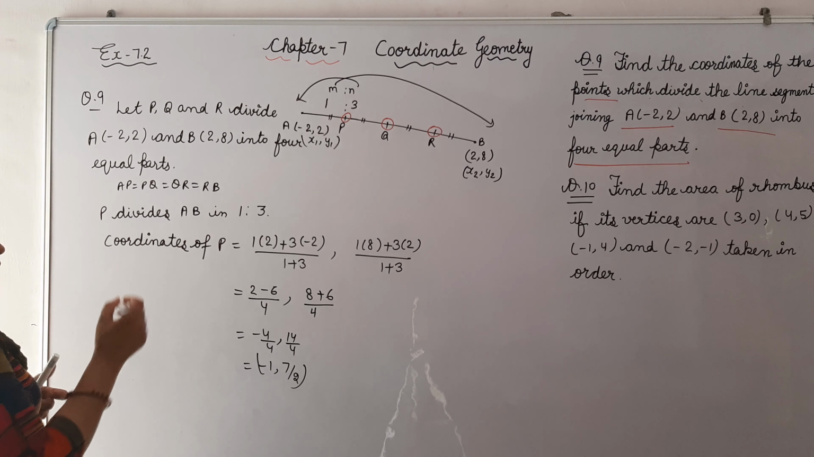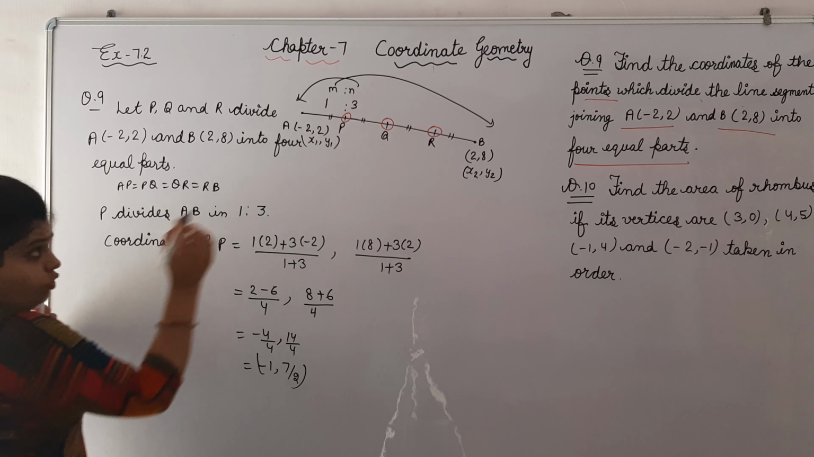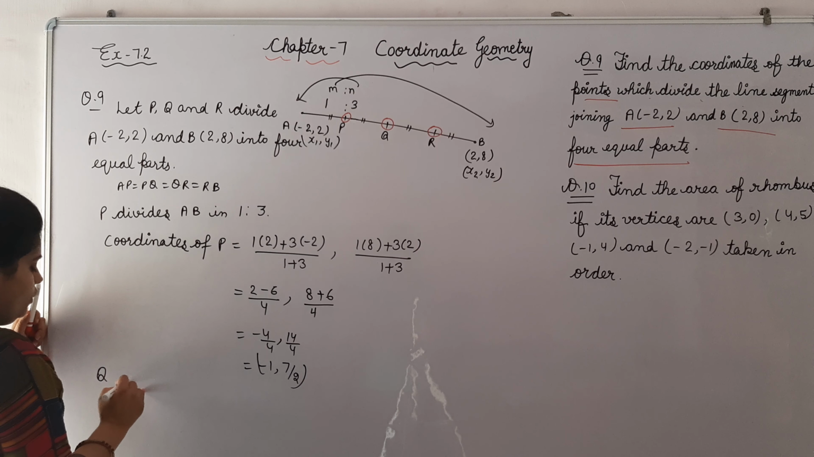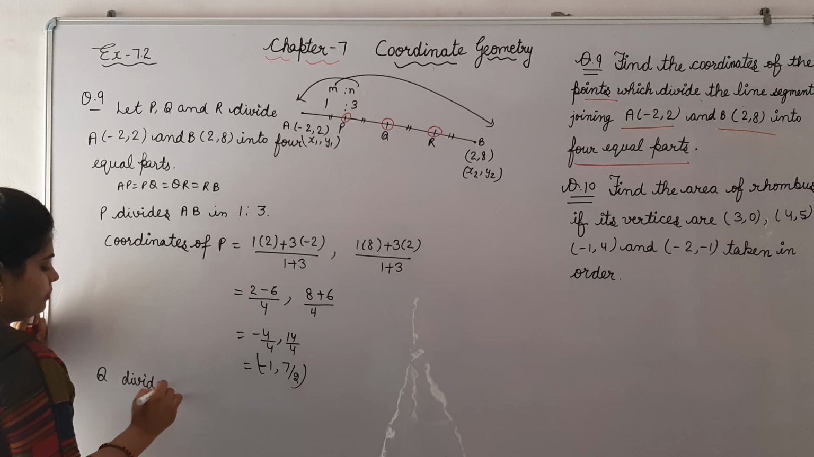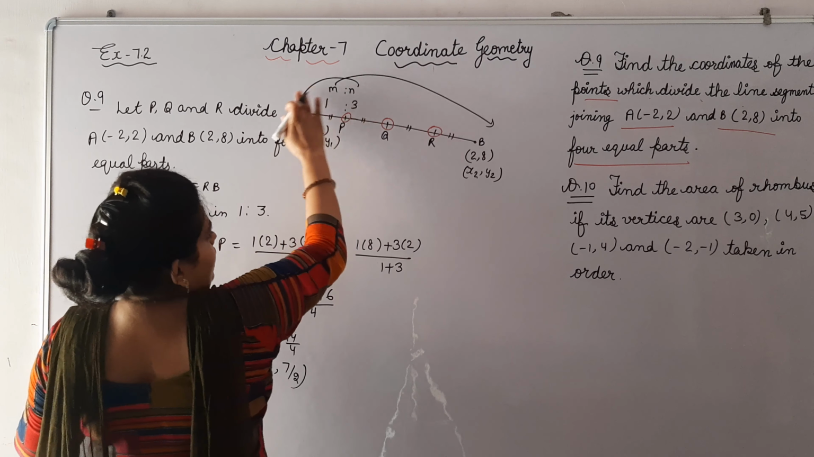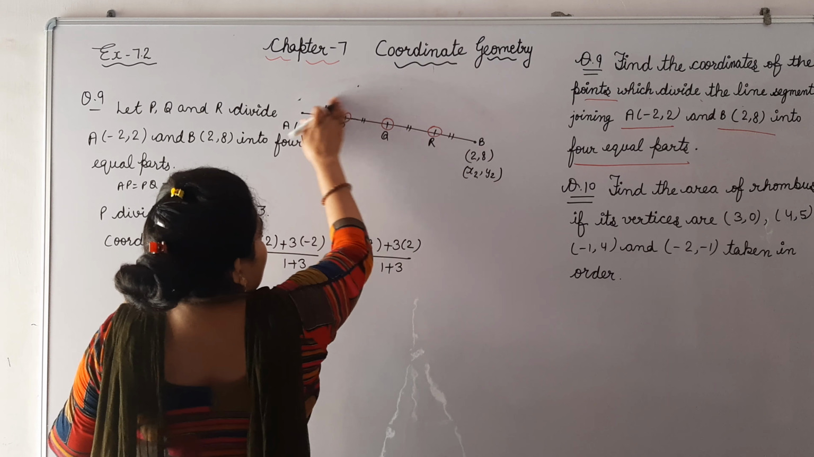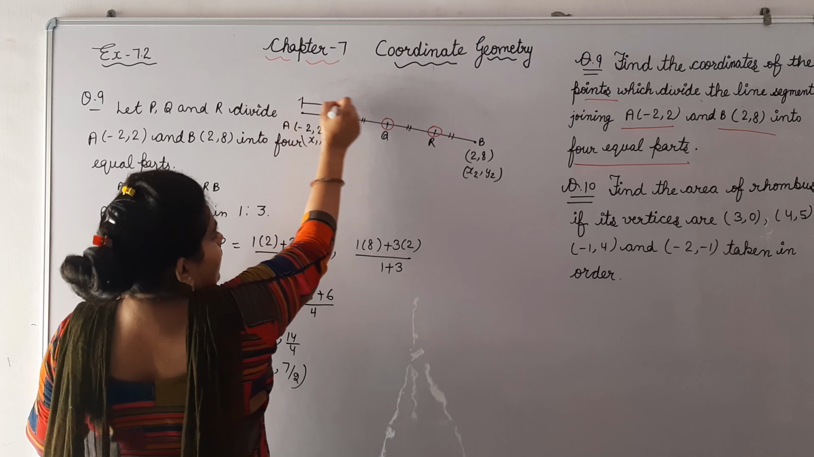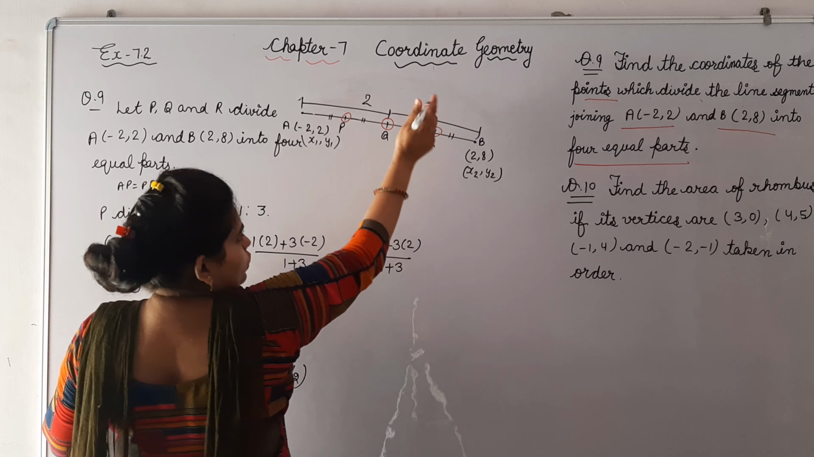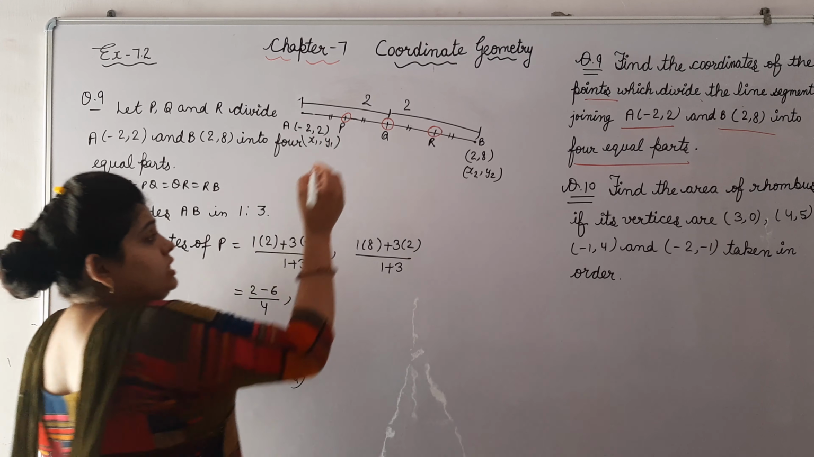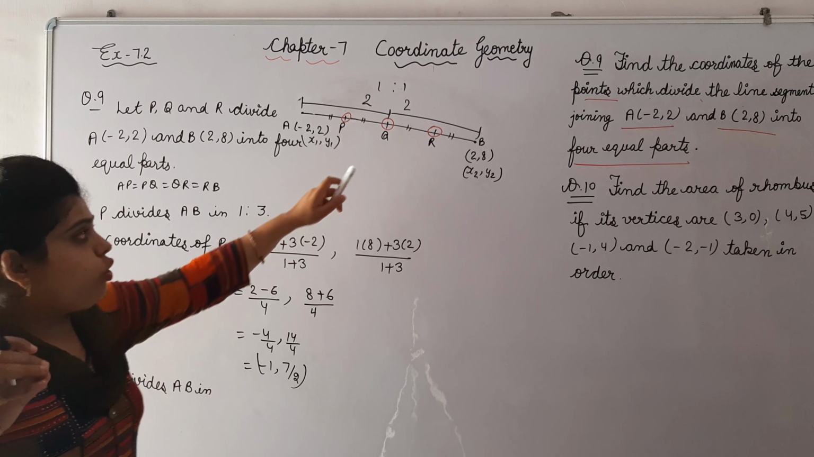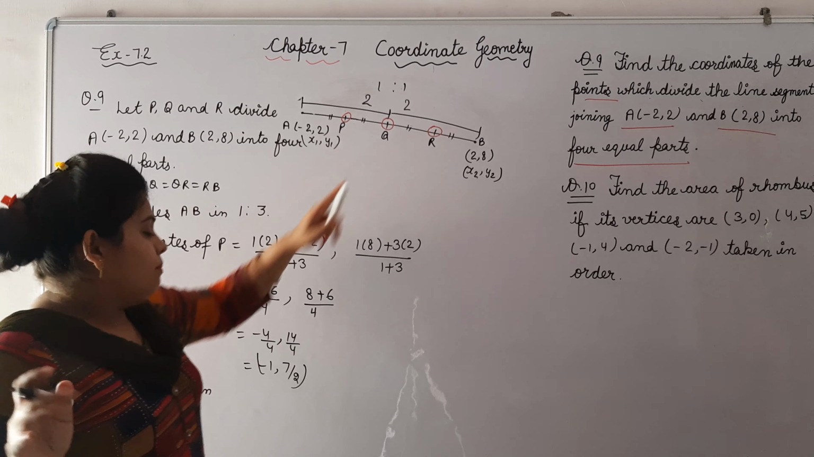Now what we will do? We have to find the coordinates of Q, and what we will find? Q divides AB in which ratio? For AB, if we are considering AQ and BQ, 1 to 2 parts, 1 to 2 parts, means the ratio is 1:1. So we can find the midpoint. So we can find coordinates of Q using the midpoint formula.